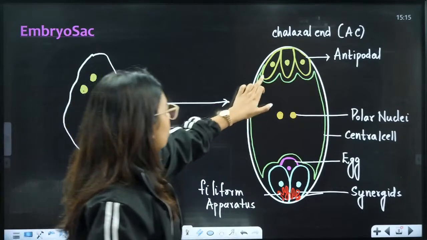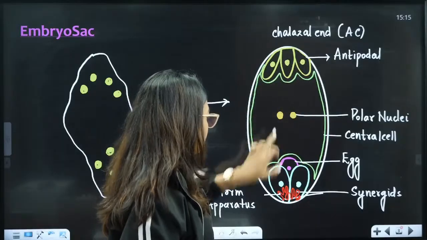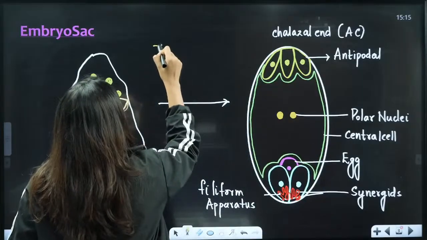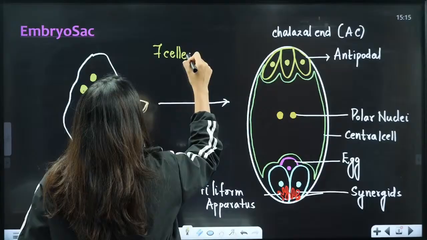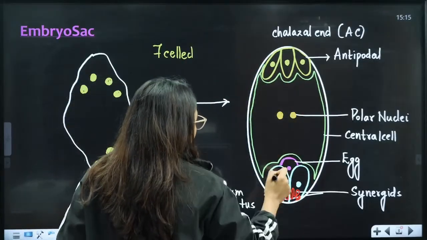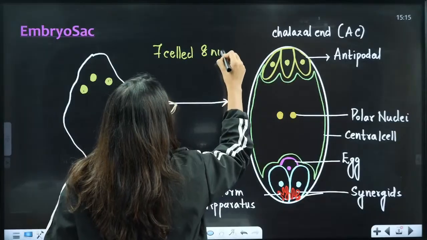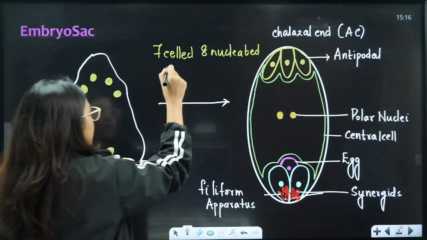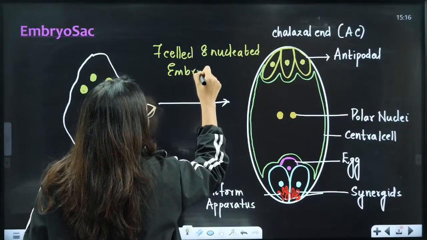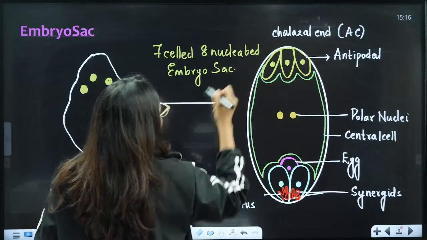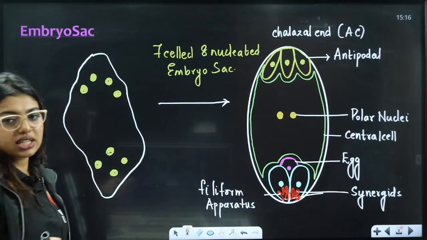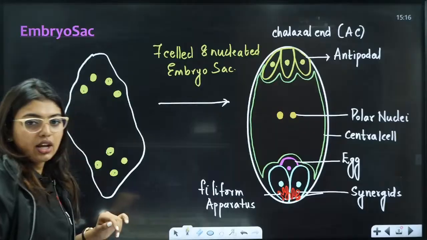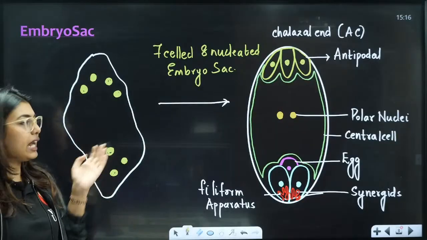So here look, 1, 2, 3 cells. 4, 5, 6, 7. So this embryo sac will be called 7-celled. But how many nuclei? 1, 2, 3, 4, 5, 6, 7, 8. 7-celled, 8-nucleated embryo sac. This question is repeated many times because it's a little confusing. So always remember, cells will be fewer, nuclei will be more, because the polar nuclei we consider as one single cell, even though they have separate nuclei, because here we got the 8-nucleated stage.